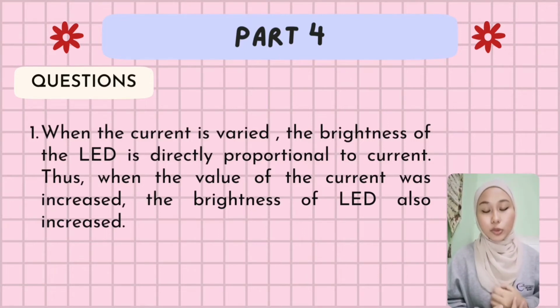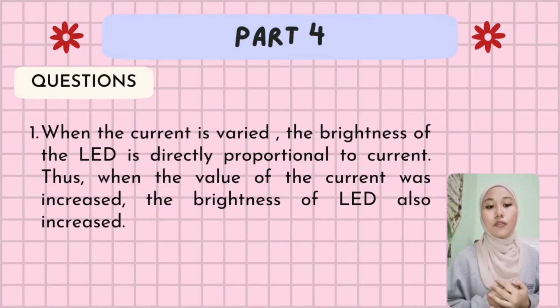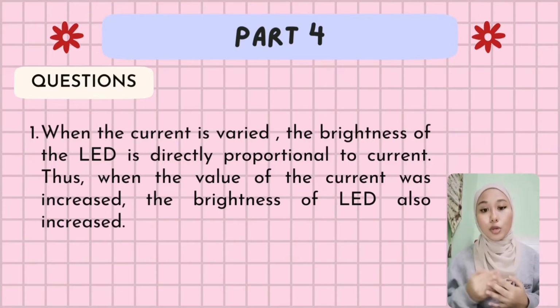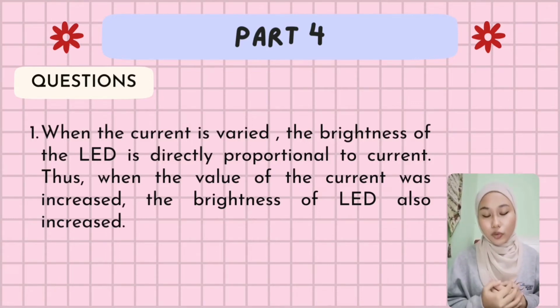Based on the experiment, our comment on the LED brightness when the current is varied is that the brightness of the LED is directly proportional to the current. Thus, when the value of the current was increased, the brightness of the LED also increased.